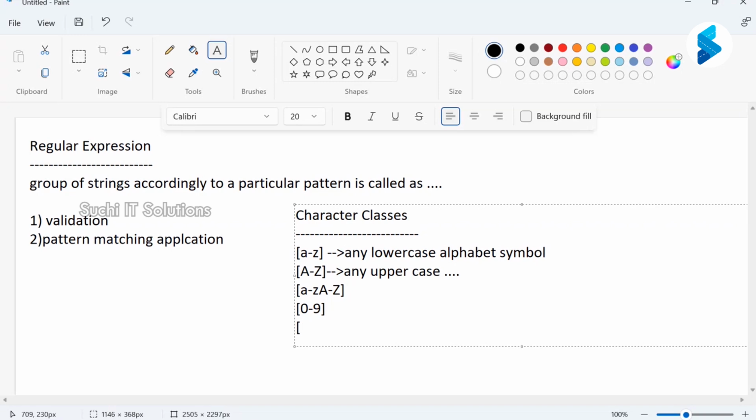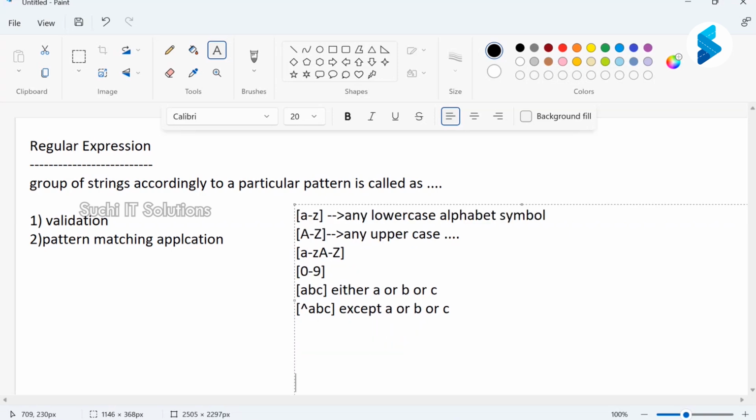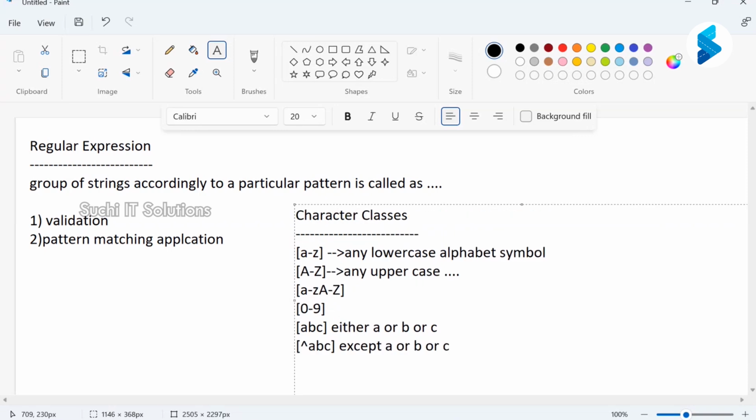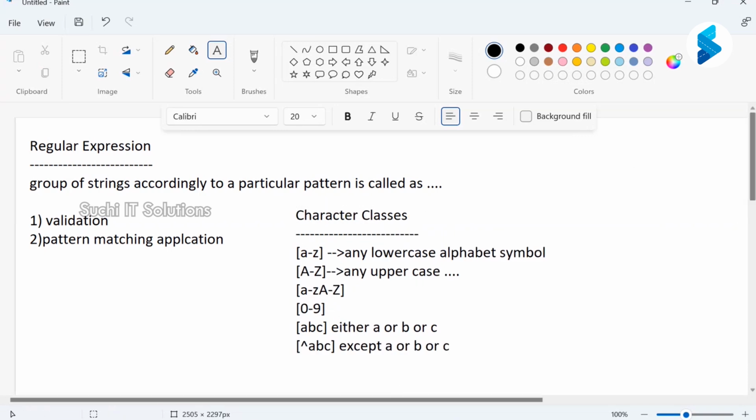Sir, if I only want to specify A, B, C? Yes, I can write it like this: it means either A or B or C, any one of these. Then caret A, B, C: what does this mean? Except A or B or C, any other pattern works. Are you clear? These are the character classes, the basic fundamentals.